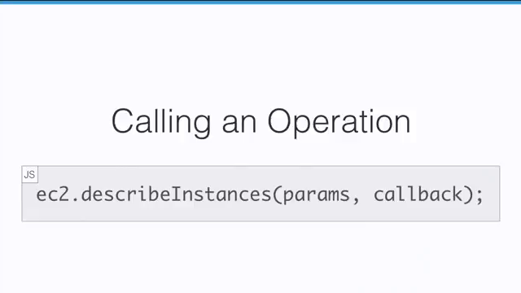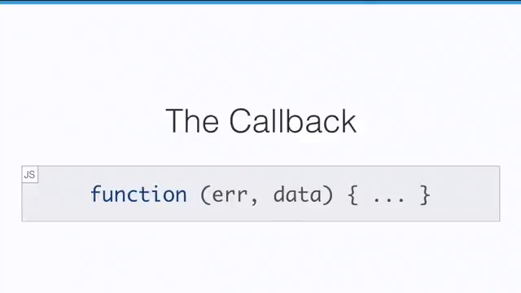You can call an operation once you have that service object. You just do ec2.describeInstances with optional parameters and an optional callback if you want to be notified when the request is complete. The callback itself is a standard Node error-data callback. So error first, data after. If there's no error, the error will be null. If you have data, the data will be in the data.